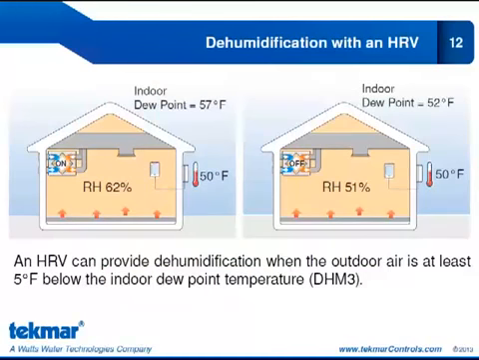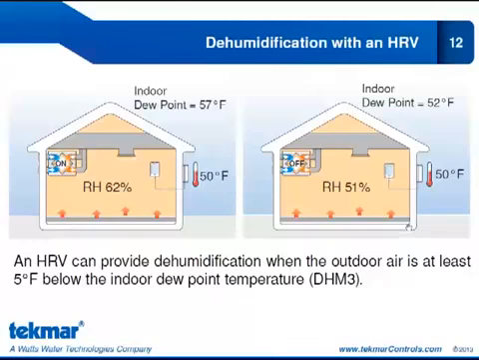Dehumidification with an HRV is the same operation as it is with the 557. So an HRV can provide dehumidification when the outdoor air is at least 5 degrees below the indoor dew point temperature. So if I look at the left-hand side of this slide, my outdoor air temperature is 50 degrees. My indoor dew point temperature is 57. So in this case, my outdoor temperature is greater than 5 degrees below the indoor dew point. So my HRV will be allowed to operate for dehumidification.